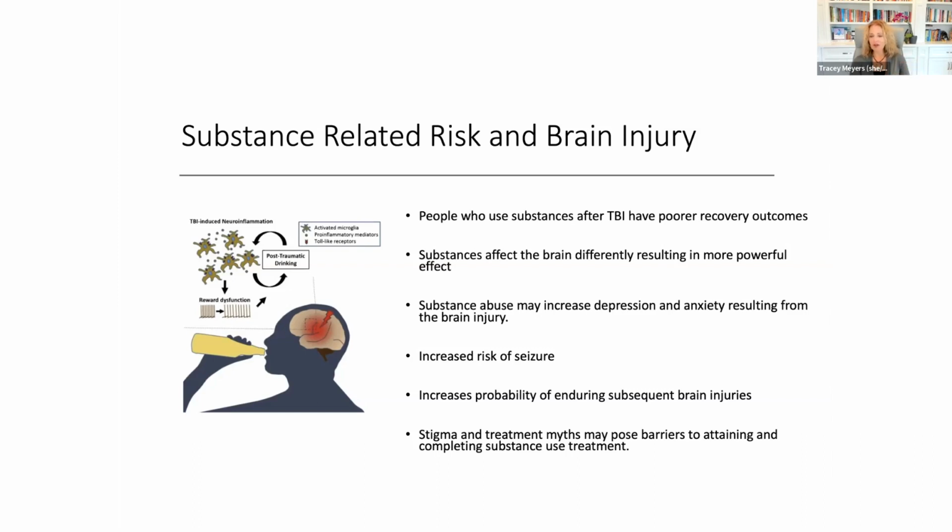There's also the probability of enduring subsequent brain injuries, and there's a stigma, right? There are some treatment facilities that won't take people that have had brain injuries or have cognitive issues because they feel they won't understand the information or they're not good rehab candidates. And so it's harder to receive treatment if you have a TBI and a substance use disorder. There's more stigma attached to it. And then that cycle of addiction and higher risk behaviors and potential more brain injury damage can occur.